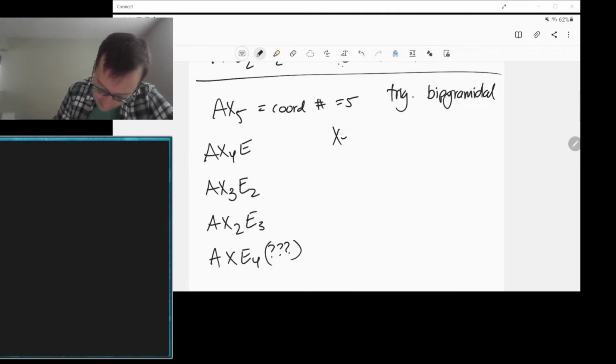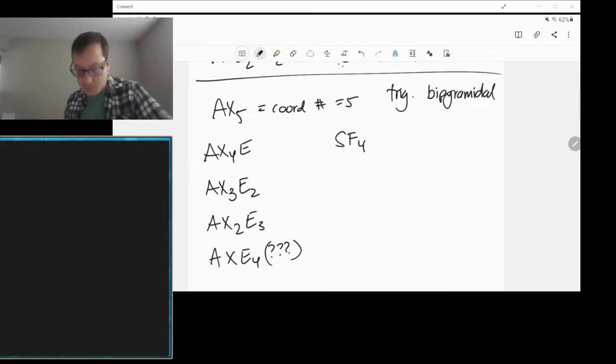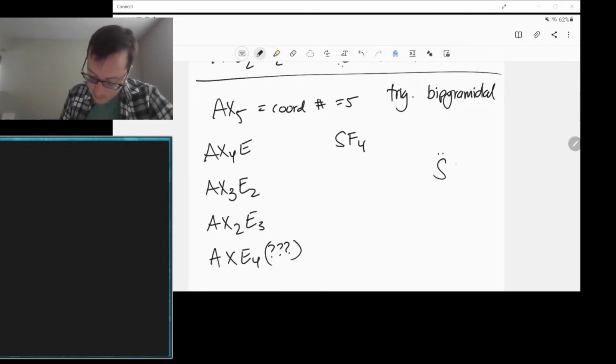So this would be, for example, would this work? How many lone pairs? No, that would have 2 lone pairs still. Yeah, SF4 would fit this category. Okay, so in this case, we have sulfur with 4 fluorines. Fine, I'll draw this.